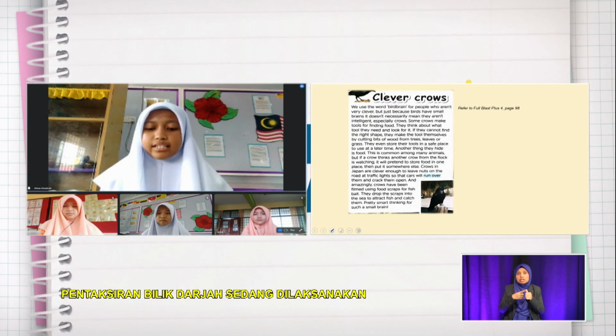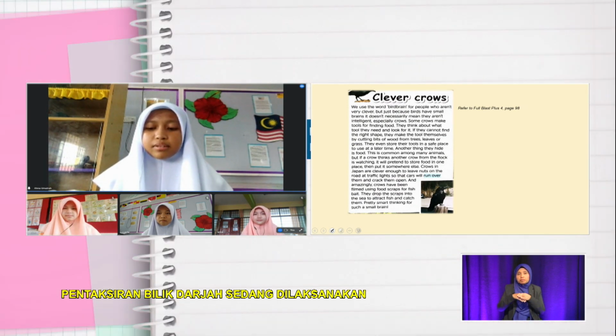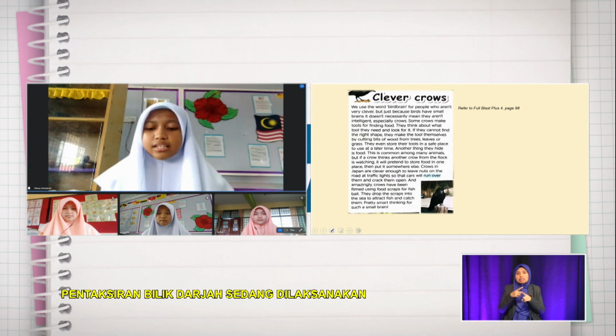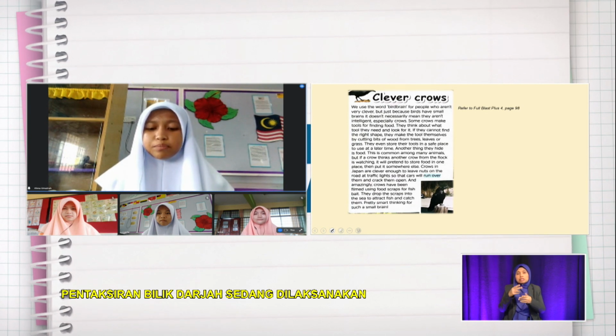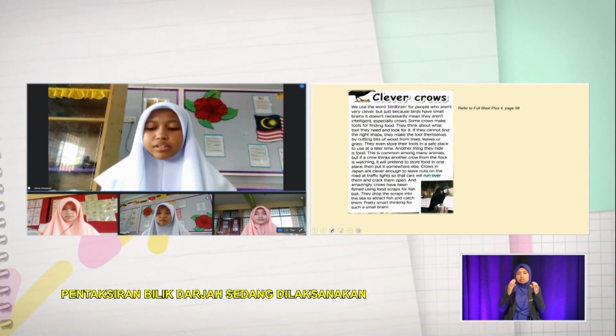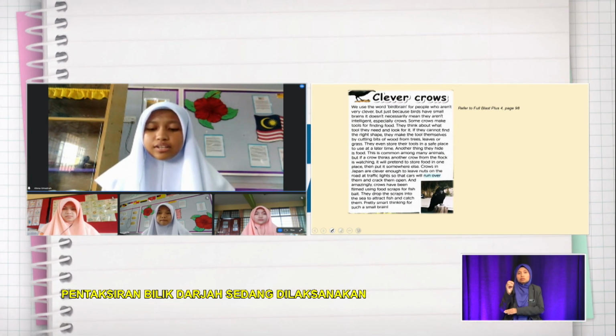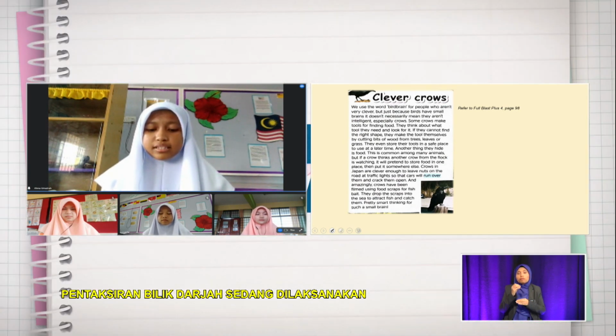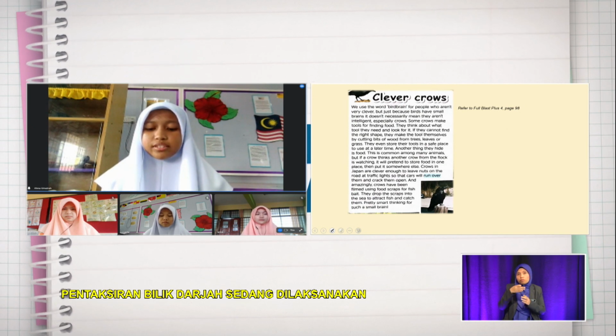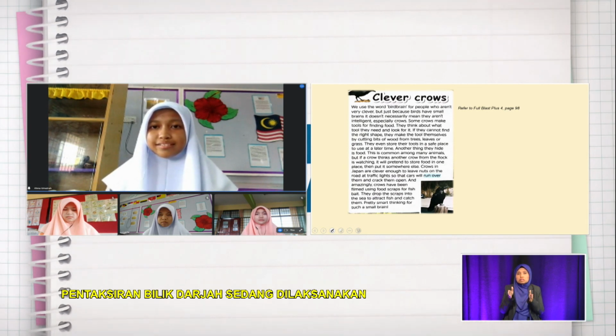Another thing they hide is food. This is common among many animals, but if a crow thinks another crow from the flock is watching, it will pretend to store food in one place, then put it somewhere else. Crows in Japan are clever enough to leave nuts on the road at traffic lights so that cars will run over them and crack them open. And amazingly, crows have been filmed using food scraps for fish bait. They drop the scraps into the sea to attract fish and catch them. Pretty smart thinking for such a small brain. All right, thank you, Anna.